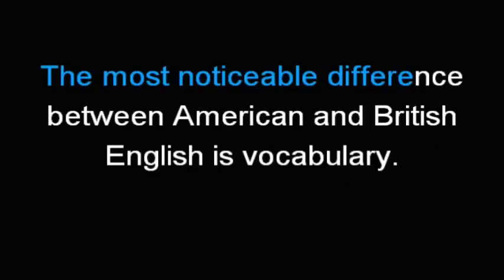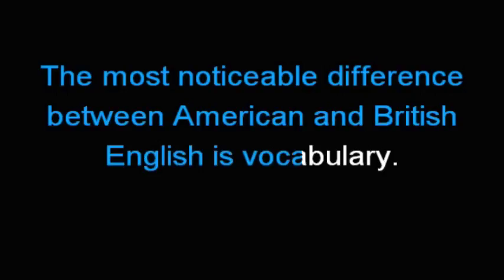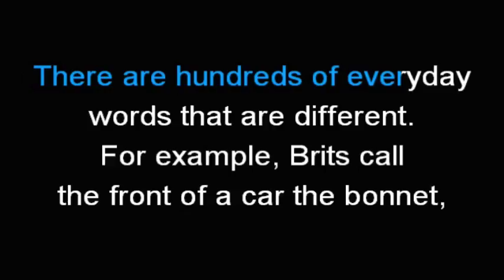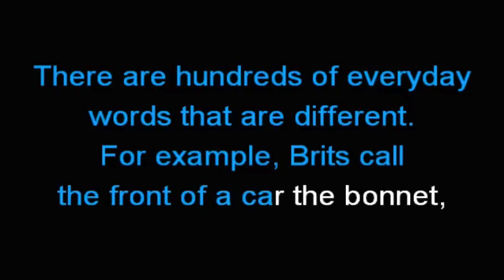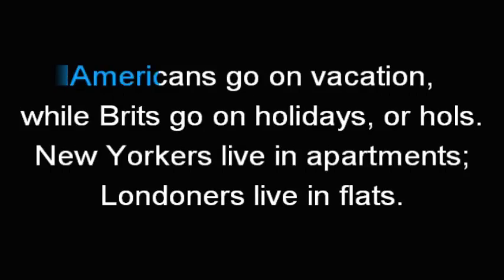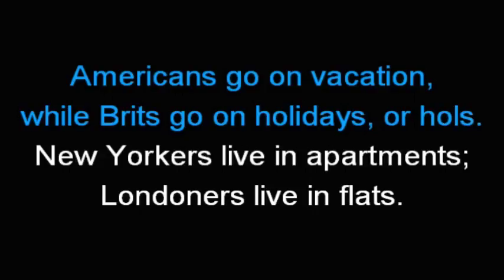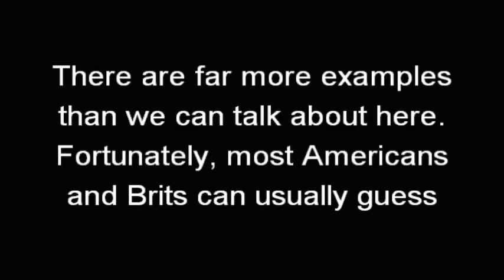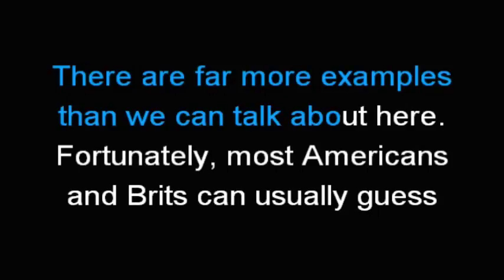The most noticeable difference between American and British English is vocabulary. There are hundreds of everyday words that are different. For example, Brits call the front of a car the bonnet, while Americans call it the hood. Americans go on vacation, while Brits go on holidays or "hols." New Yorkers live in apartments. Londoners live in flats. There are far more examples than we can talk about here. Fortunately, most Americans and Brits can usually guess the meaning through the context of a sentence.